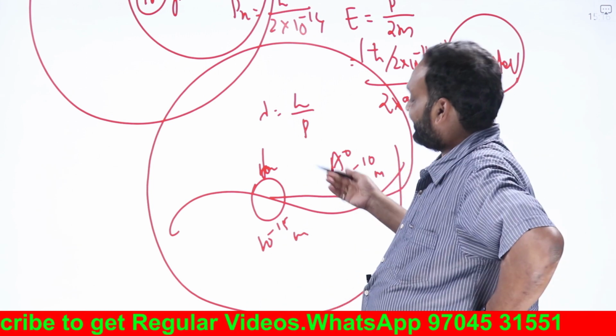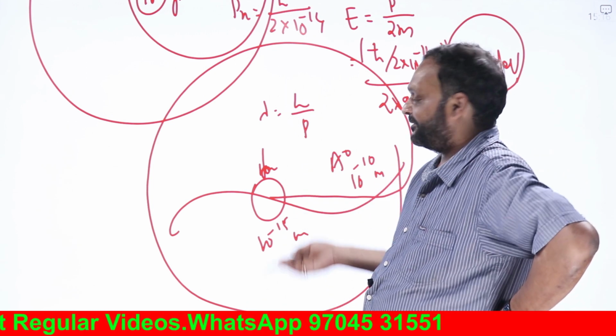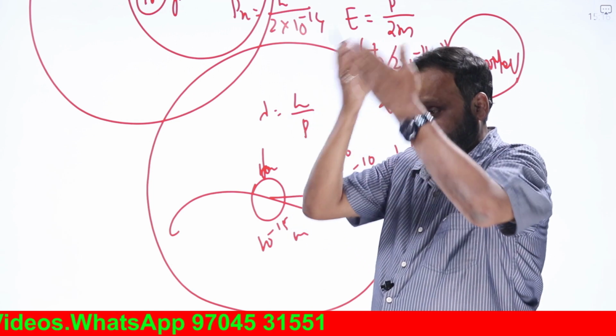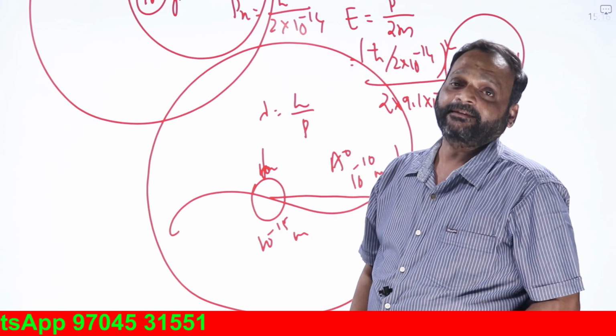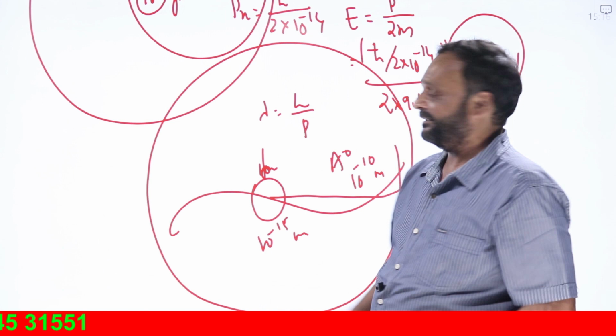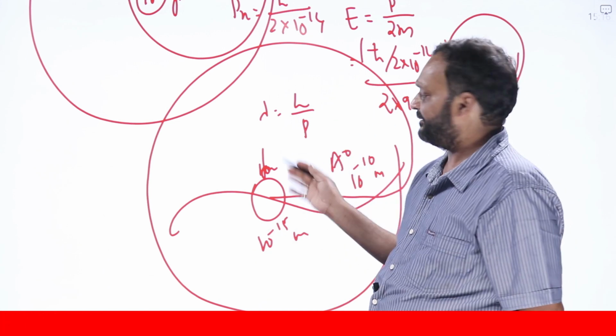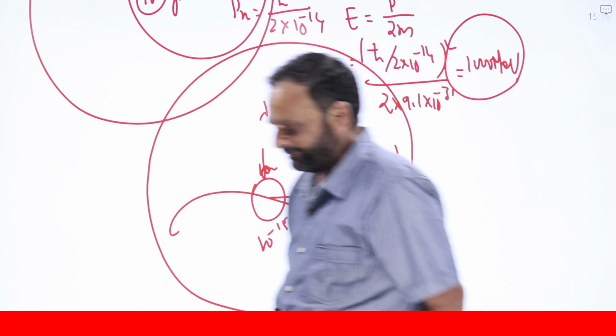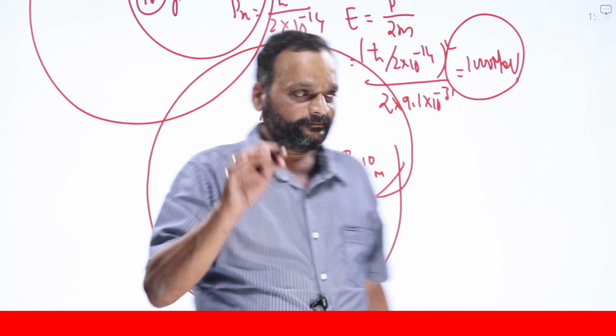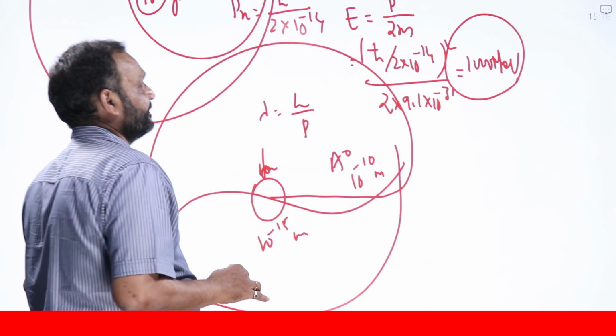Or you can answer that the electron cannot stay inside the nucleus because if it has to stay inside, its energy should be of the order of 1000 MeV. No electron is found to have that high energy. That is why it can be ruled out. It can be understood in two or three different ways. This is about the uncertainty principle and its significance.